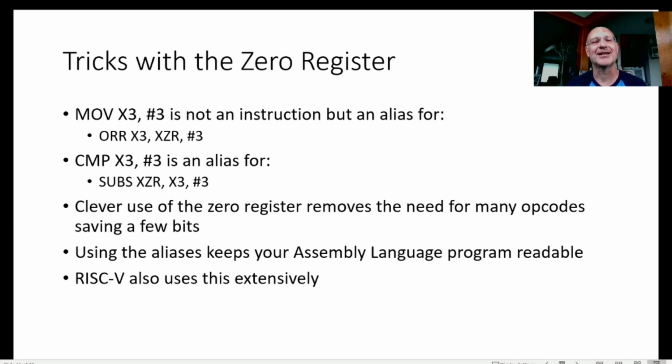And for instance, comparing X3 to the immediate value 3 is actually an alias for SUBS, where S means set the status bits, with XZR as the destination, so that basically says the result is thrown away, but it'll set the status bits based on subtracting 3 from X3. Clever use of the 0 register removes the need for many opcodes, and it saves a few bits, which is really important when you only have 32 bits for your instructions. And then the aliases are in the assembler, so they keep your assembly language program more human readable.